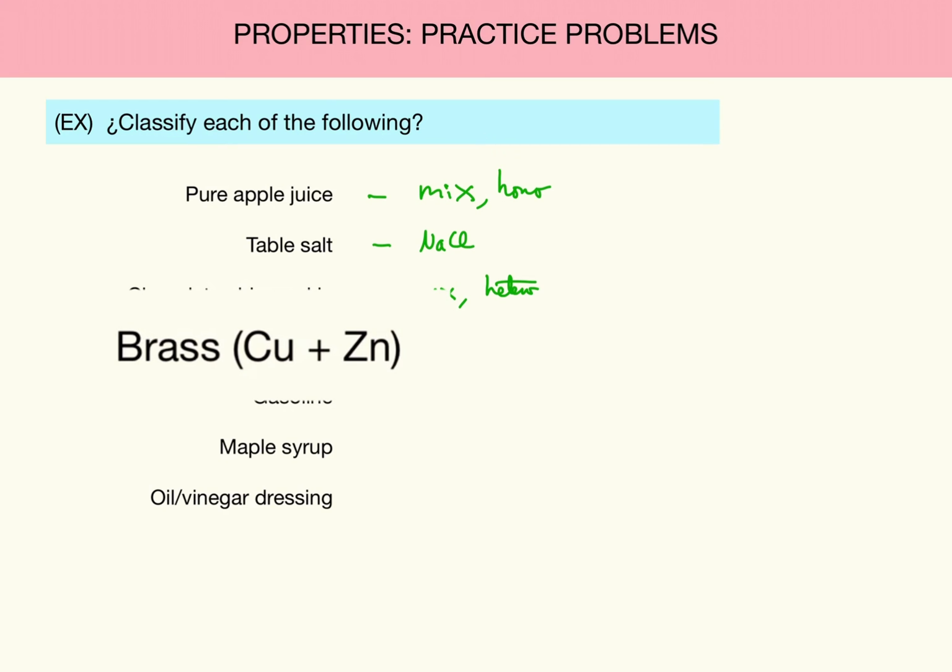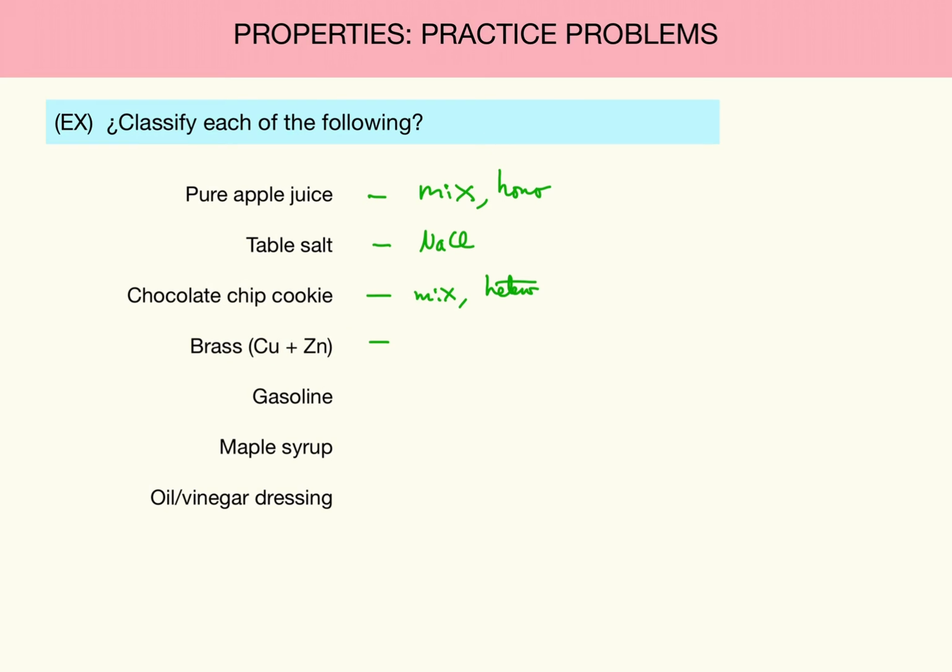Brass. That's a tricky one. It's actually a mixture of copper and zinc. The copper actually stays copper and the zinc stays zinc. So whereas we reacted sodium plus chlorine and it gave us a new compound, we don't have copper plus zinc giving us a new compound. That doesn't happen. The copper stays copper and the zinc stays zinc. So even though it's a solid and even though it's a metal, it is still a mixture.